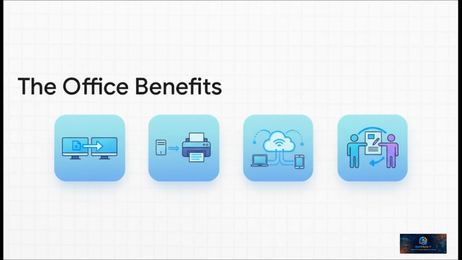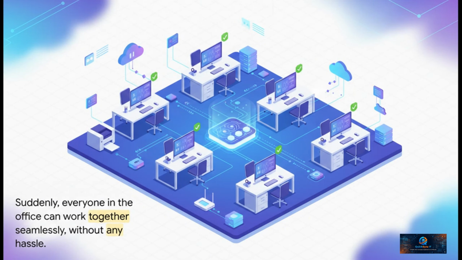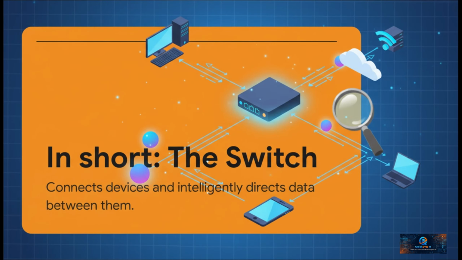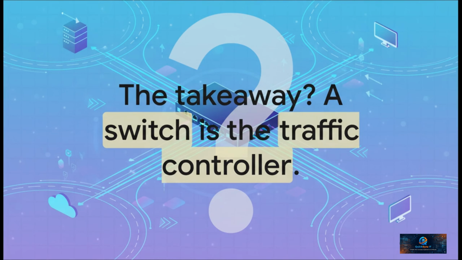And the benefits are immediate. We're talking file sharing, printer access, and way more. Suddenly, the whole team can work together seamlessly with no effort at all. So, to recap, a switch connects your devices and intelligently routes data between them. The key thing to remember, the switch is basically the traffic controller for your network.